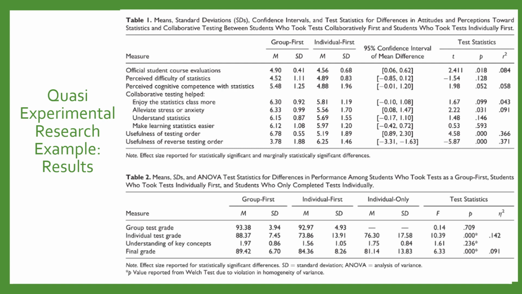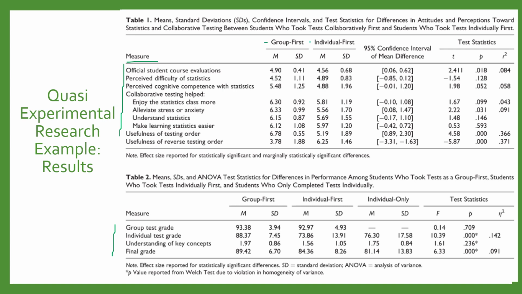So I want to draw your attention to some specific columns here, but before I do, let me just explain how to look at this table. So you see the measure. These are all your dependent variables listed here. And then here we've got our different conditions listed.